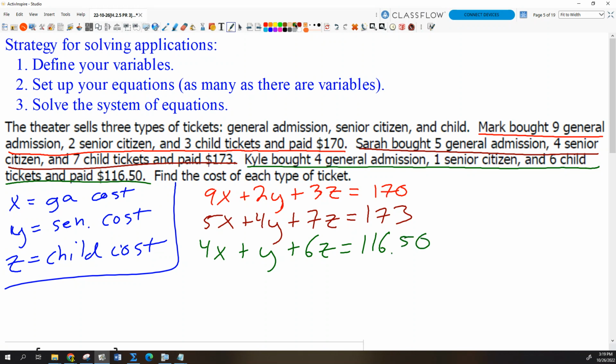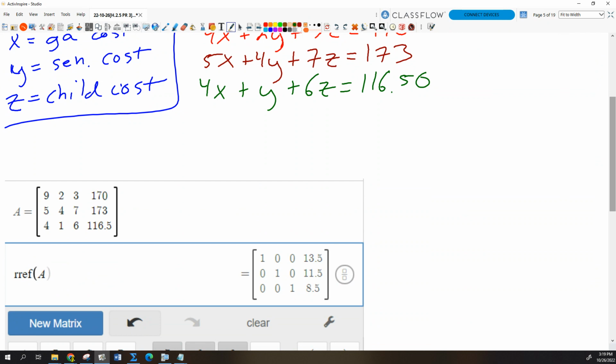Okay, right? And so that's what you get, right? There's what you get if you do all that stuff.